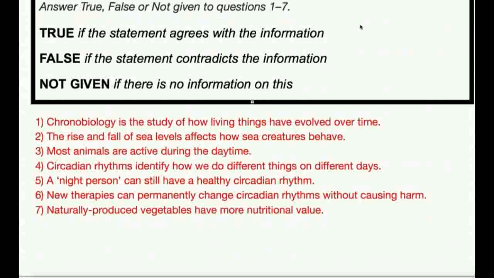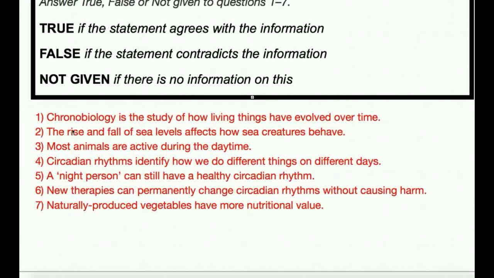So if we take a look at these statements, the first one, number 1, chronobiology is the study of how living things have evolved over time. So in this first one, I would underline chronobiology. So that's the word we'll use to find the answer in the text. Now for the next one, number 2, the rise and fall of sea levels affects how sea creatures behave. So here we could look for something like the rise and fall of sea levels, sea creatures.